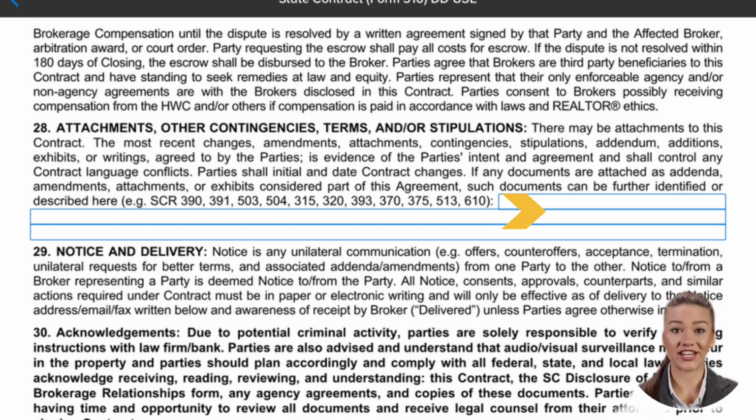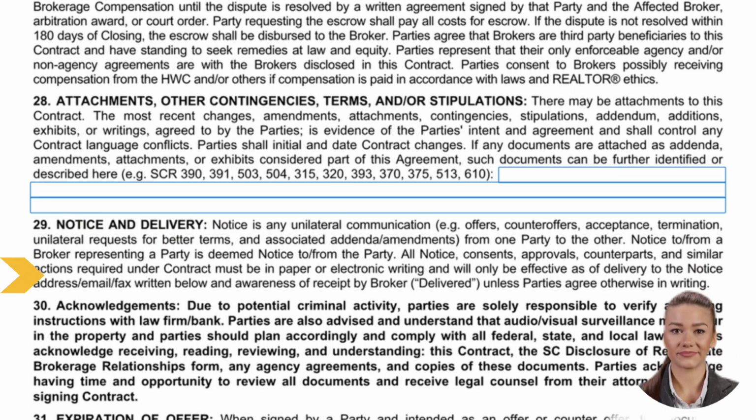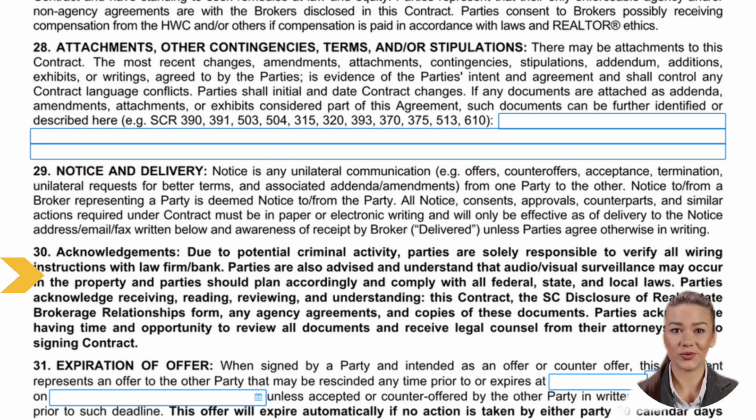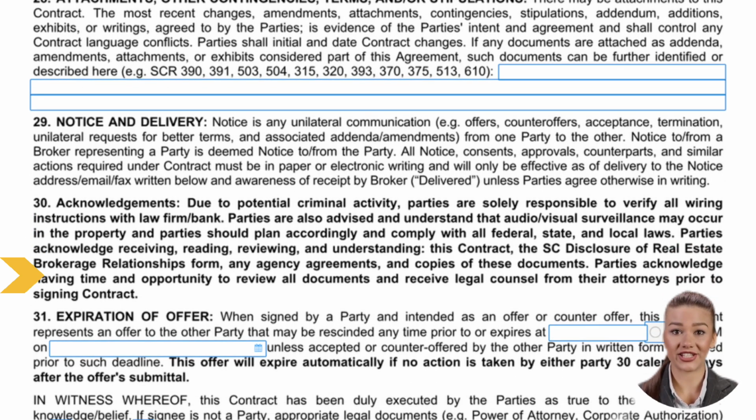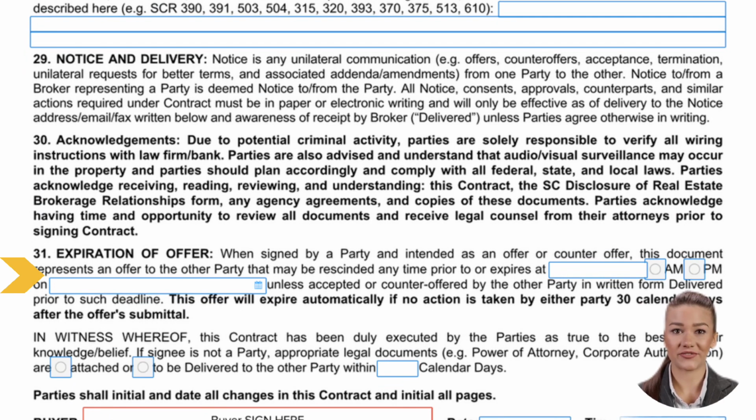Any addendums or attachments to this contract must be listed in Section 28. The most recent change is what will be enforced. Any language on an addendum will supersede what is in the contract. Section 29 goes over what notice and delivery mean. Section 30 addresses a few items such as wire instructions, cameras on the property, that all parties have copies of all documents and have sought legal counsel. Section 31 is where the expiration of the offer will go.